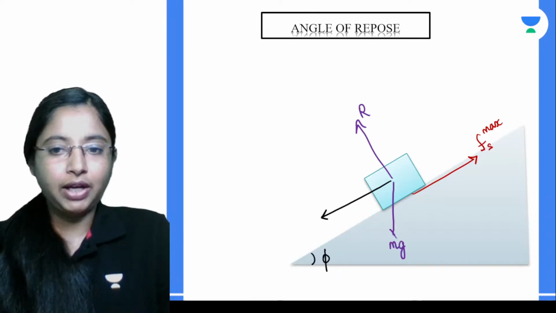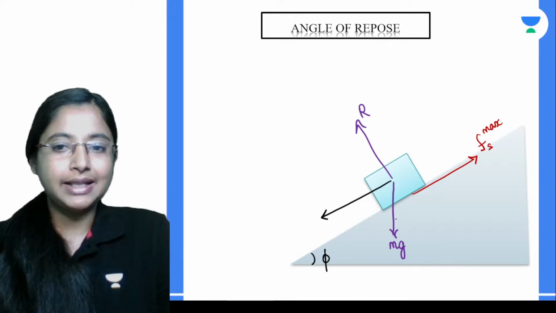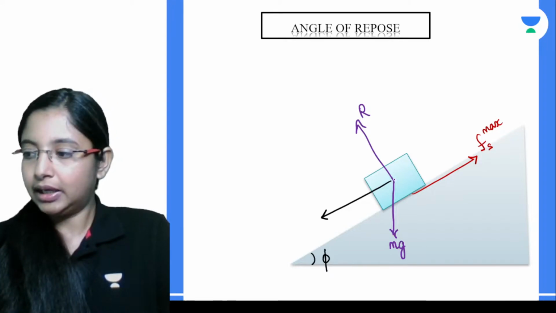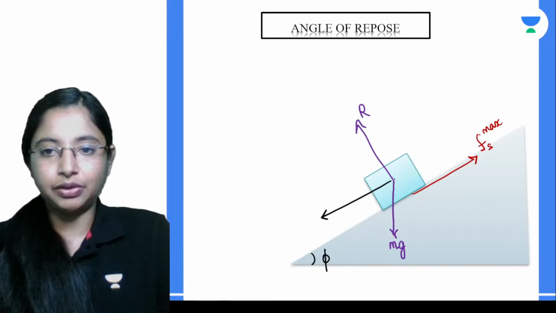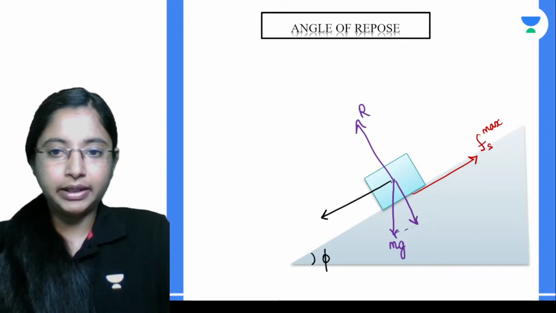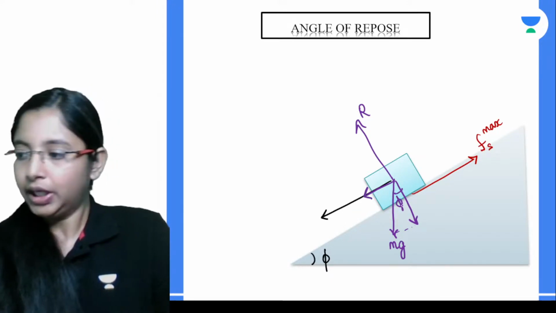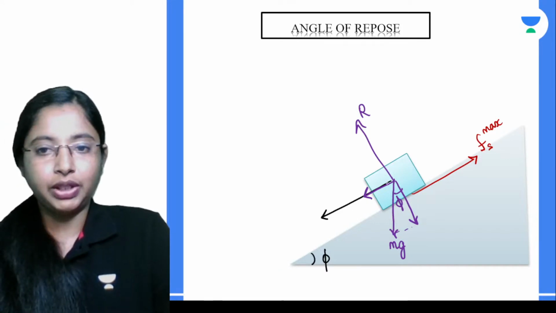Now the weight component is acting down at an angle, so this weight can be resolved into two components. Let's resolve this weight into its horizontal and in this case its vertical component. Let's say this angle over here is phi. This component over here again can be moved to this side over here.